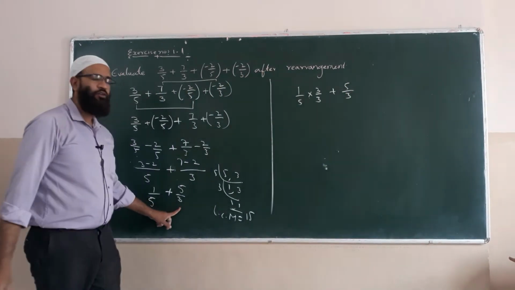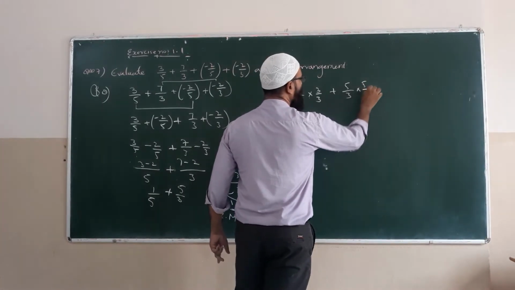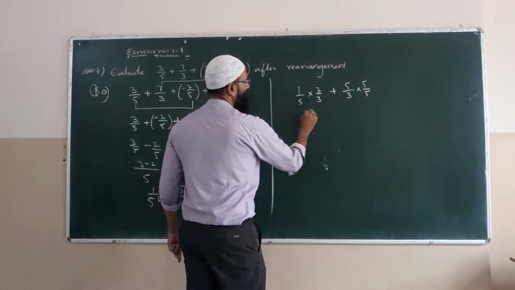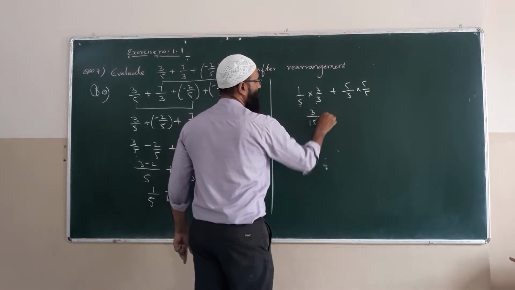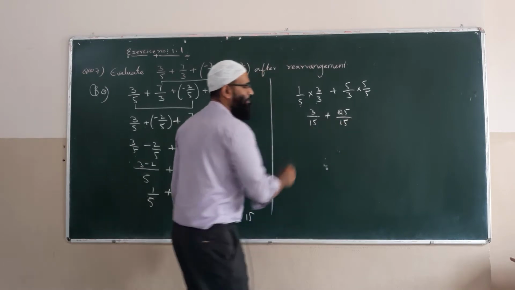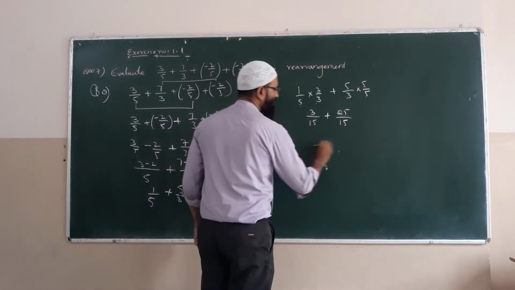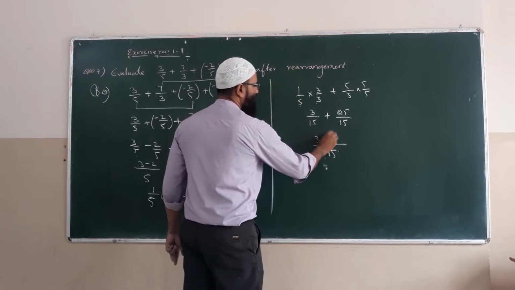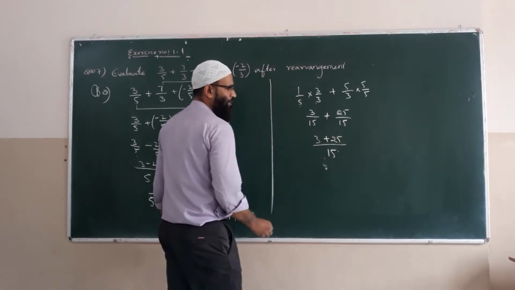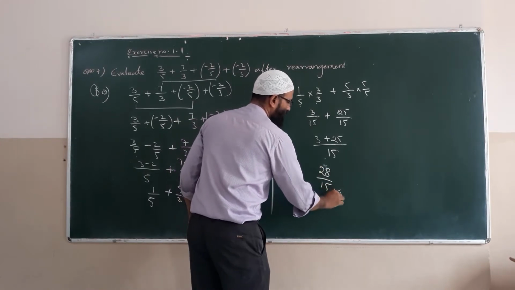In the 3 table, where do we get 15? 3 fives are 15, so here you have to multiply by 5. 1 threes are 3, 5 threes are 15, plus 5 fives are 25 by 3 fives are 15. Now we make the denominator as 15 LCM. Take the denominator common 15: 3 plus 25 equal to 28 by 15. Note down this one.